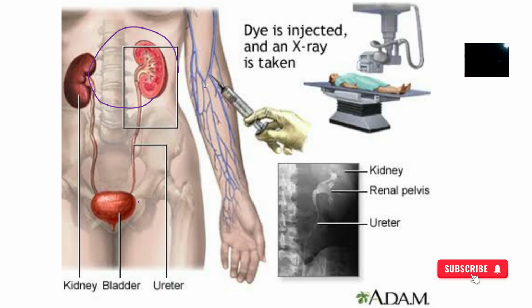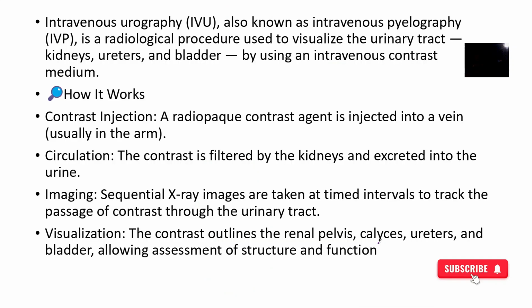Because of the dye, it will actually enhance the picture of the urinary system that I'm supposed to get. So contrast dye, we say that is a radio opaque contrast, and usually injected into the vein. So in circulation, the contrast is filtered by the kidneys and will be excreted in urine.